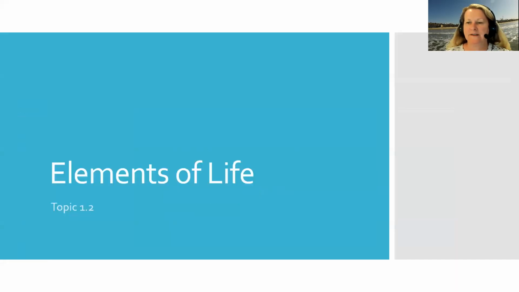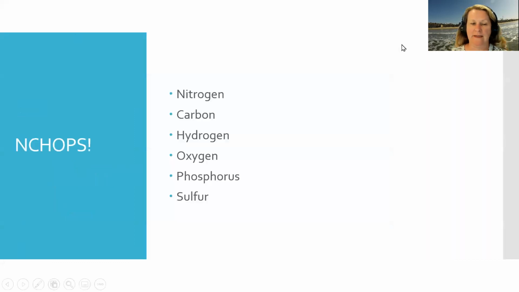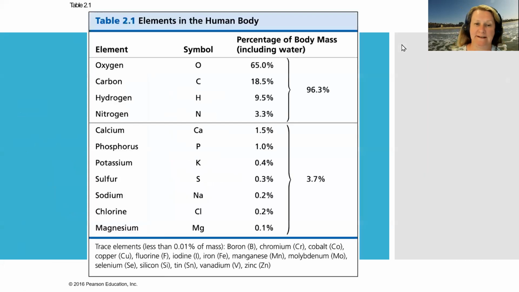An easy way to remember the elements that are necessary for life is the mnemonic I'm about to show you, and that is NCHOPS. NCHOPS stands for nitrogen, carbon, hydrogen, oxygen, phosphorus, and sulfur. Those are the six most common elements found in living systems.